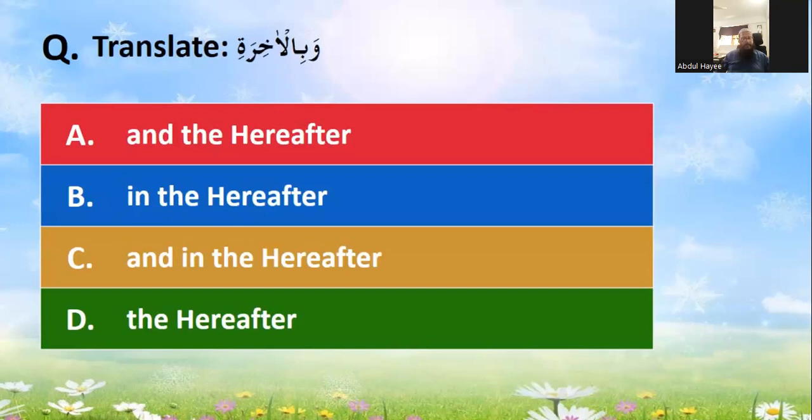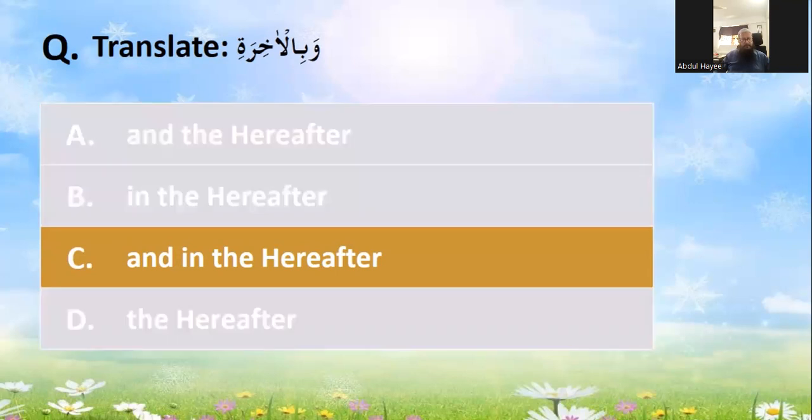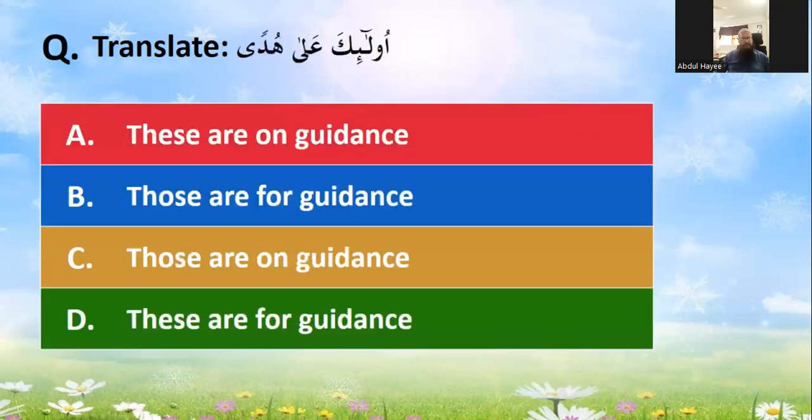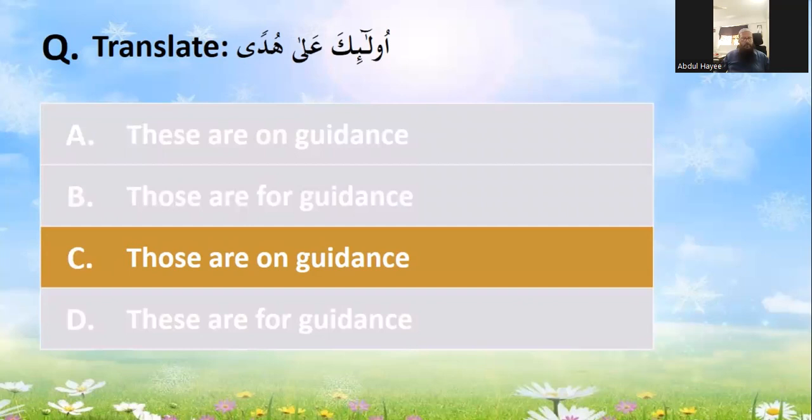And the hereafter, in the hereafter, and in the hereafter, the hereafter. A, B, C, D: which one is correct? And in the hereafter. Next, translate: Ulaika ala hudan. These are on guidance. Those are on guidance. These are for guidance. Which one is correct? Those who are on guidance. Ala means on, hudan means guidance.